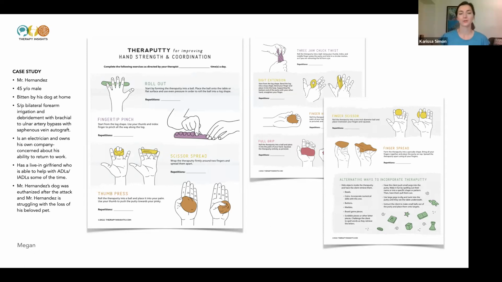Definitely. And do you guys have any other thoughts on this case study or what you would address, how you would address it with this patient?